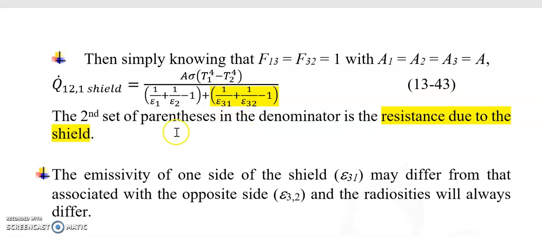Then, simply knowing that because they are parallel, the fraction of radiation leaving surface 1 being intercepted by surface 3 is the same as that leaving surface 3 intercepted by surface 2. They're just unity. They don't go anywhere else. And with equal areas, you get equation 13.43. Note that this marked yellow term, the denominator, is the resistance due to the shield.